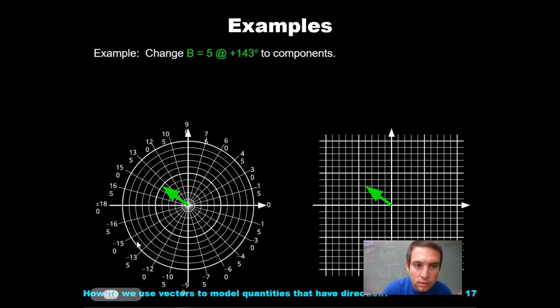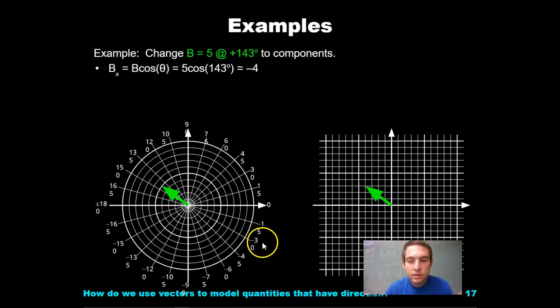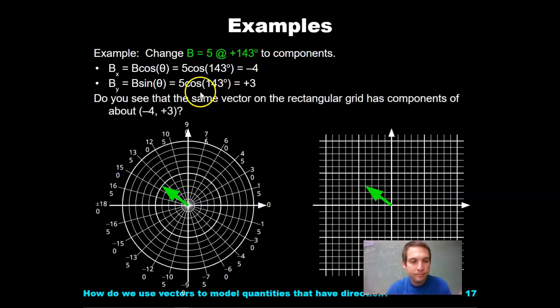Let's do some more. We have vector B equals 5. The magnitude of the vector is 5 at 143 degrees, to components. So for x, we're going to do magnitude cosine theta. Magnitude cosine theta gives me my x component. Magnitude sine theta gives me my y component.